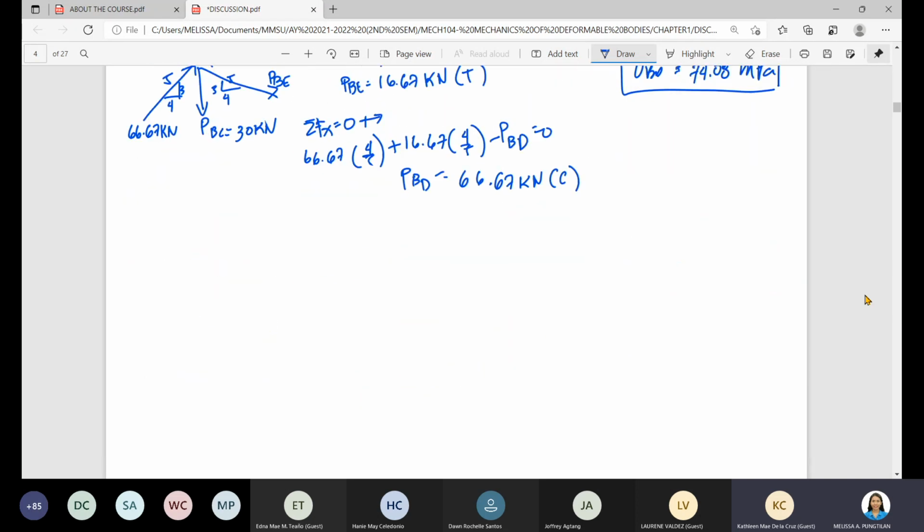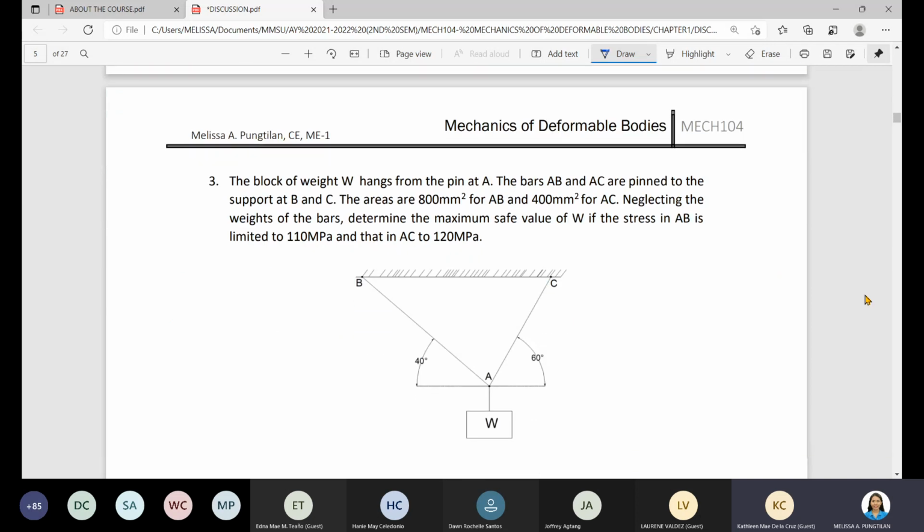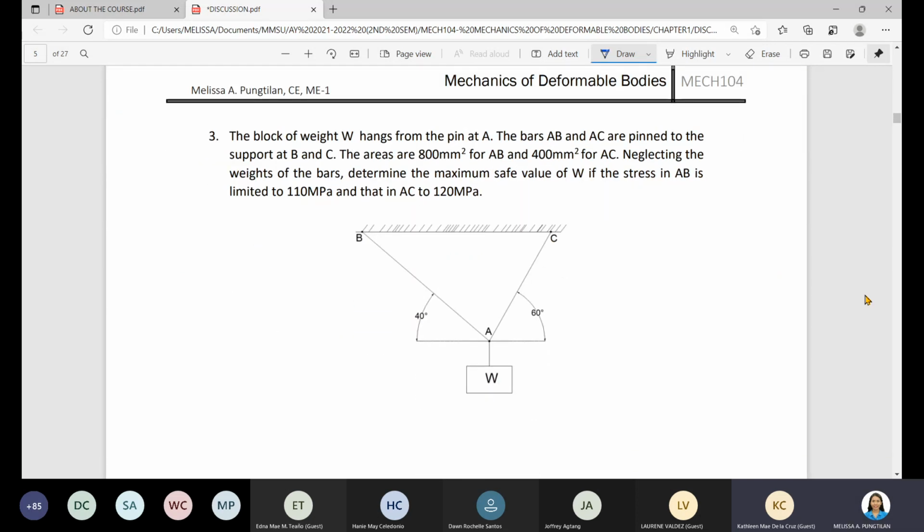Okay, so proceed na tayo sa example number 3. So for example number 3, the block of weight W hangs from the pin at A. The bars AB and AC are pinned to the support at B and C. The areas are 800 square millimeter for AB and 400 square millimeter for AC. Neglecting the weights of the bars, determine the maximum safe value of W if the stress in AB is limited to 110 megapascal and that in AC is equal to 120 megapascal.